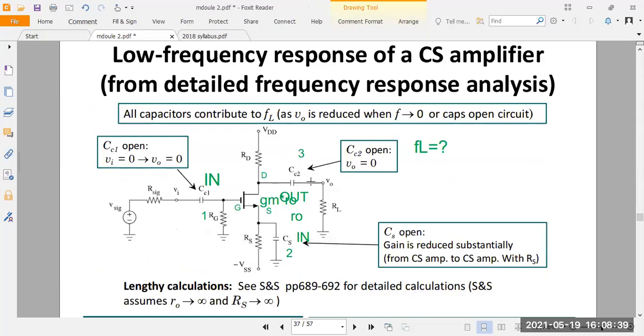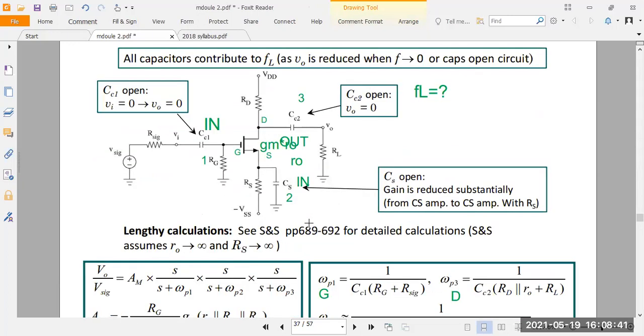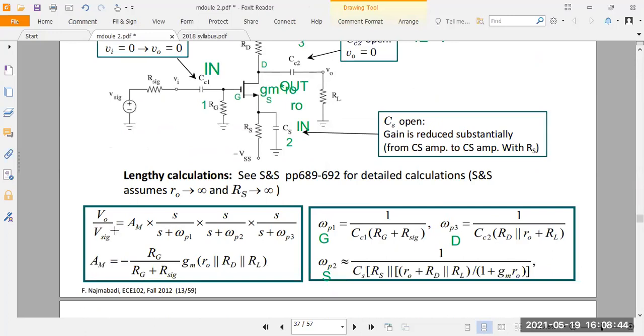I think yesterday we discussed this diagram, right? CC1, CC2, and CS. Here they have taken the gain equation for the three poles. For the first pole, we get an equation like 1 by RC, here CC1 multiplied by RC plus R signal. Then 1 by CC2 times RD in series with R0 plus RL. Same way, omega P2, the second pole, is 1 by CS times RS parallel with RD plus R0 parallel with RL divided by 1 plus gm into R0. Like that you have to consider the first pole, second pole, and third pole.